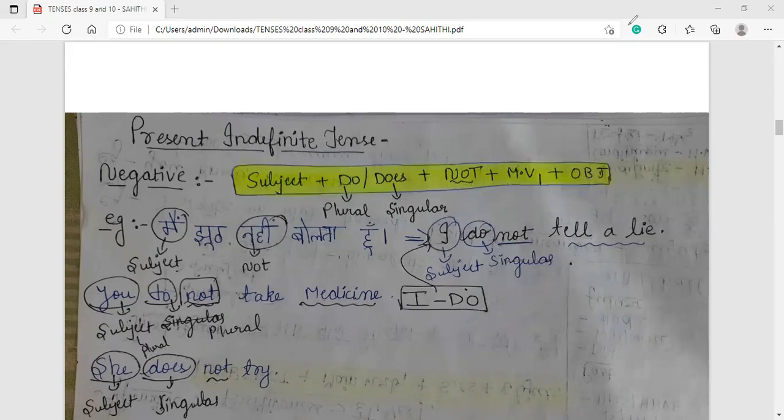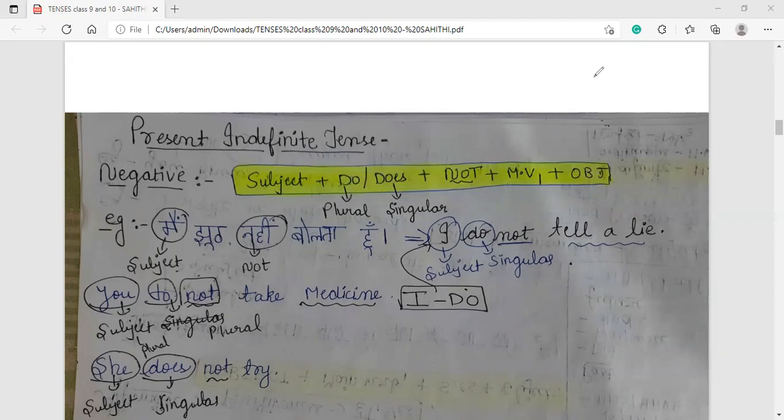Only one thing you need to remember here: subject plus do or does plus not is new here. But S or ES should also be added. If it is added, then it is going to become affirmative. The only difference is that do or does and not should not be there. Then it is going to become an affirmative sentence.